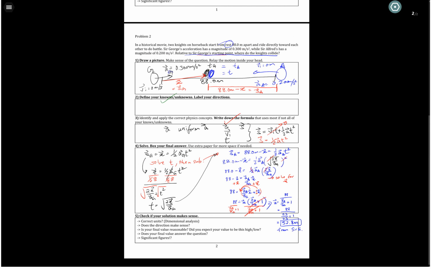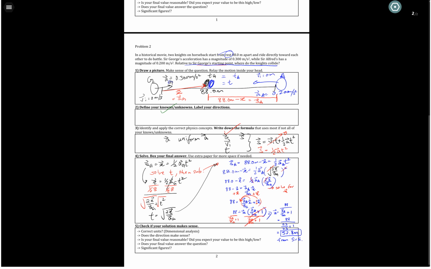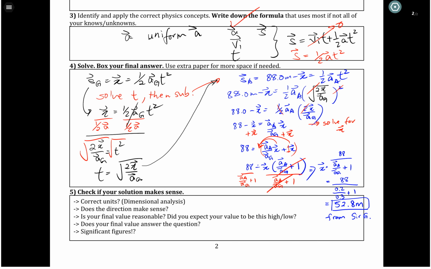You could have also done this by putting it in your graphing calculator using the function that I've shown you before. What we do need to do at the very end of this question is to make sure we do step 5. We've solved the question. Many of you want to move on because you're happy you've solved it, but check your answer at the very end. Does your answer make sense? Look at your units. Check if you have your units. Does your direction make sense?